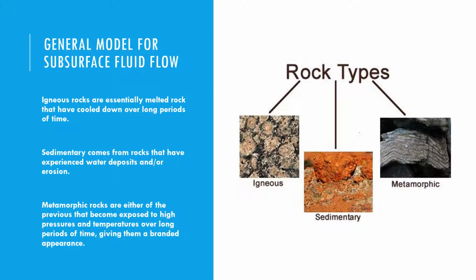Sedimentary comes from rocks that experience water deposits. Some people refer to them as water pockets, and or erosion that gives them that shape. Metamorphic rocks are either of the previous two, so either igneous or sedimentary, and have been exposed to really high pressures or really high temperatures over very long periods of time, which is why they have a banded appearance usually. Like you can see on the picture on the far right, they usually have similar lines that go through in certain areas.